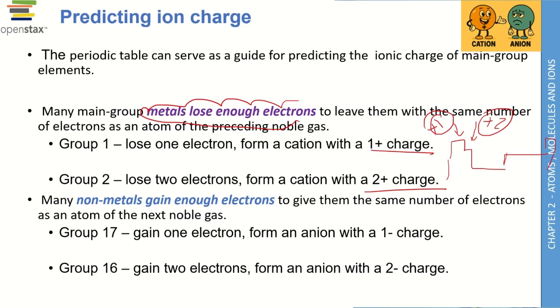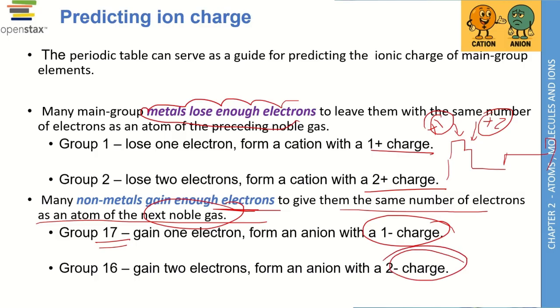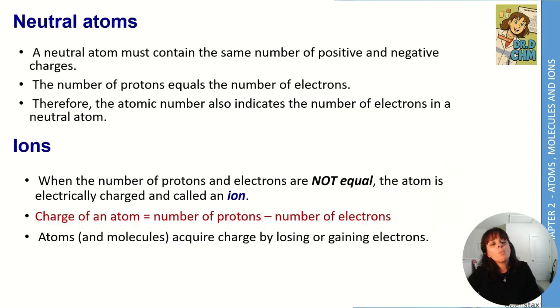The main nonmetals gain enough electrons to give them the same number of electrons as an atom of the next noble gas. So group 17 will gain 1 electron to have 8 electrons in the final, outermost shell. That will be equal to a noble gas. They'll be stable. It's like us, we always look for stability, right? In group 16, they will gain 2. So -1, -2. Okay?